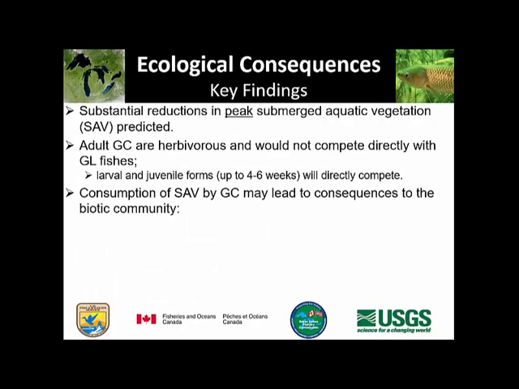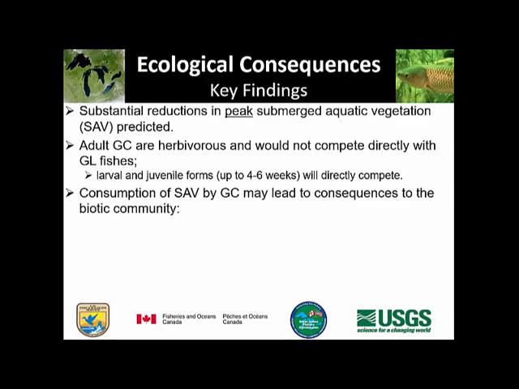Okay, so in terms of ecological consequences, there are substantial reductions in what we call peak submerged aquatic vegetation predicted here. So the effect of grass carp is going to be reducing that submerged aquatic vegetation. Adult grass carp are herbivorous. They would not compete directly with most Great Lakes fishes, although larval and juvenile forms of grass carp up into that first month and a half, 2 months of life will compete because they do eat invertebrates.